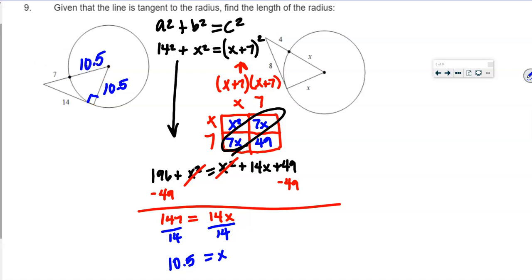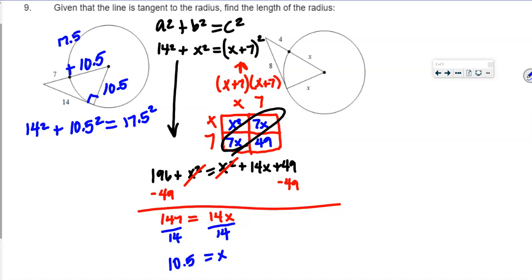So once again, my right angle's here, right? So I'm going to do 14 squared plus 10.5 squared, and see, is that equal to my 17.5 squared? And it is. So there you go again. That's the easy way to check it, okay? All right, I'm going to see if you guys can do the next one. Pause the video. Come back to me when you're done.